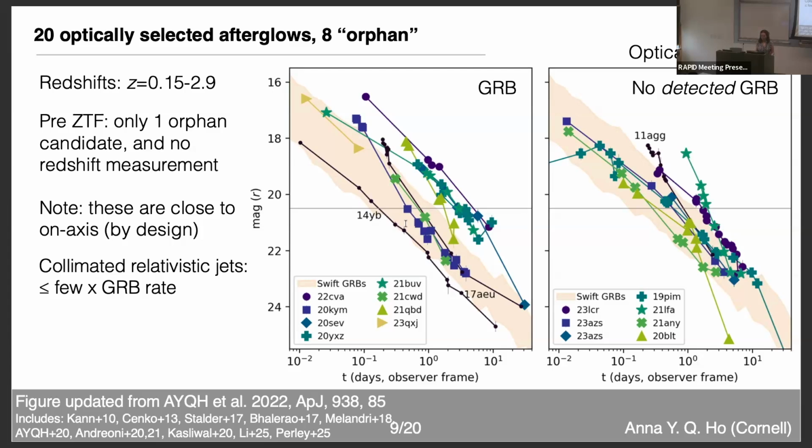This plot shows a compilation of their light curves, so the events with associated GRBs on the left and events without on the right, and the shaded region in the background is a compilation of afterglows found in targeted follow-up observations to gamma ray bursts. Okay, so what are these events that do not have GRBs?